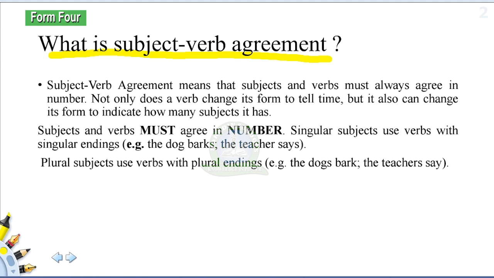What is that, the number? Number is not 1, 2, 3, but it's singular and plural. So subject and verb must agree in number. For example, the dog barks. The teacher says. Dog is singular and the verb with S is singular. The teacher is singular and the verb says is singular. So plural subjects use verbs with plural forms. The dogs bark. The dogs are plural, so bark, we don't use S. Teachers are plural, so we leave off the S. So all in all, subject and verb must agree in number.